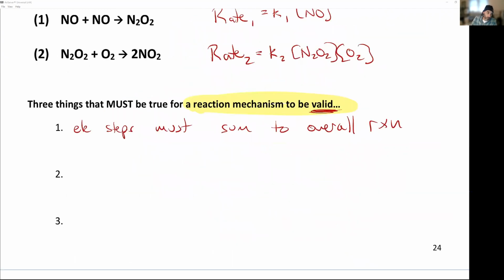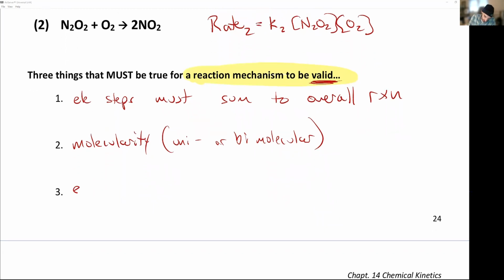Step 2, we need the molecularity to be valid. So molecularity, and we'll talk about that, has to be uni or bimolecular, which basically means I can only have one or two things reacting in every single one of my elementary steps. If you ever have 3 things, that's not going to happen. But again, we're going to talk about it.